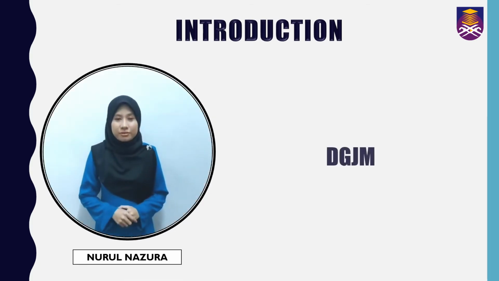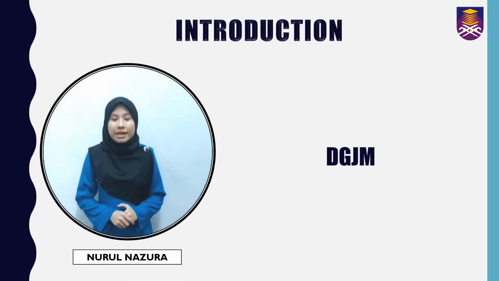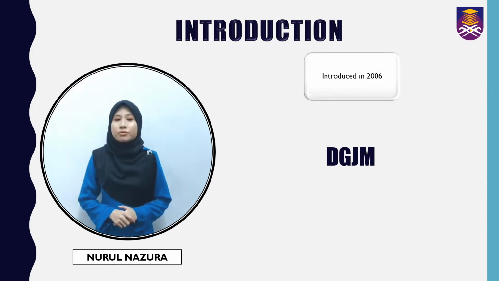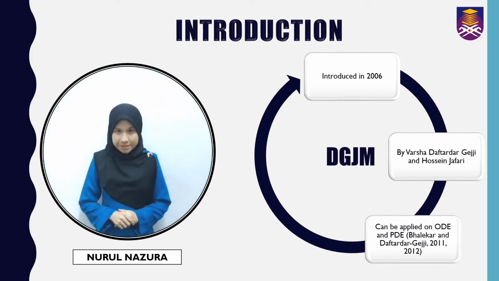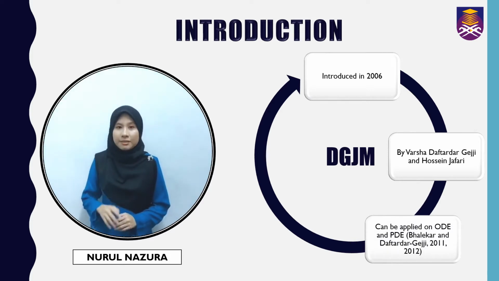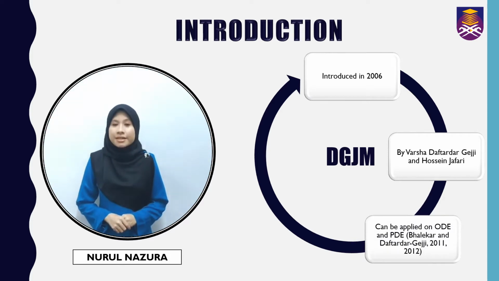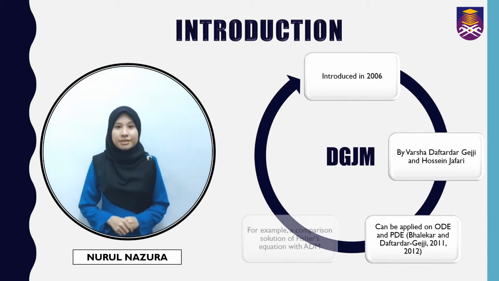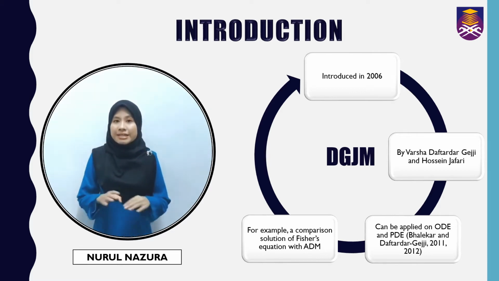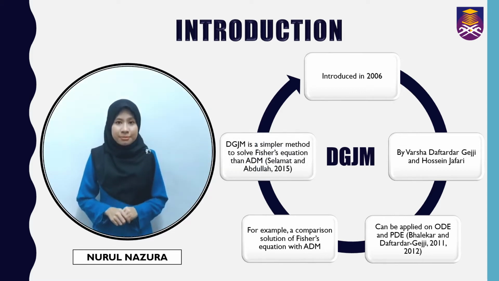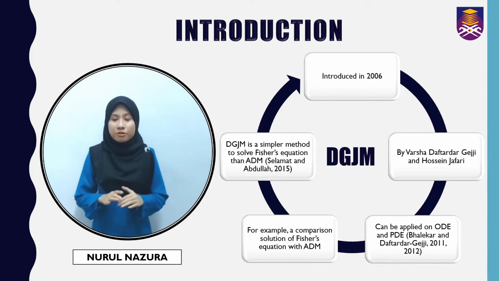Next is the introduction part. The Daftardar-Gejji and Jafari method is a numerical analysis which was introduced in 2006 by Varsha Daftardar-Gejji and Hossein Jafari. It can be applied to various types of equations such as ODE and PDE. For instance, DGJM solved the problem of Fisher's equation. Then the solution was compared with ADM. As a result, DGJM is a simpler method without computing any polynomials to solve the problem.